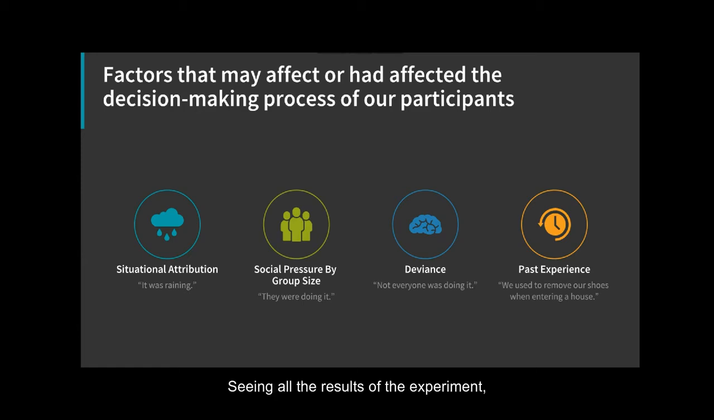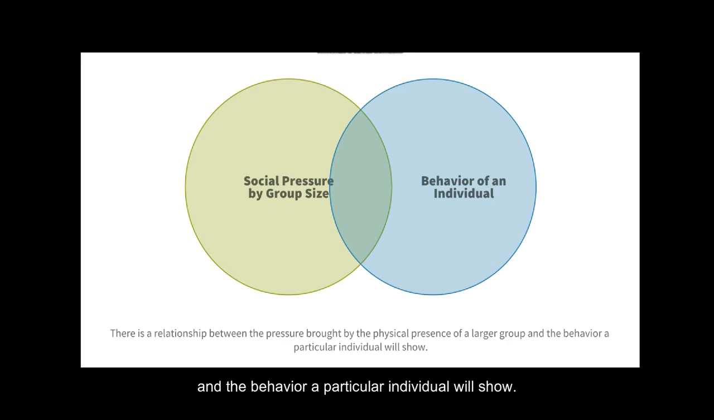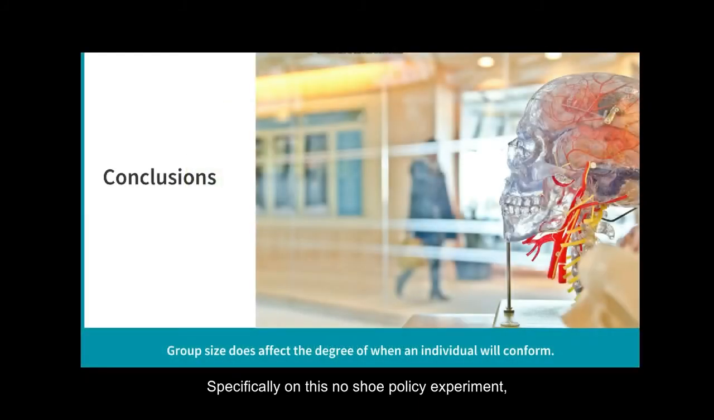Seeing all the results of the experiment, we have concluded that there is a relationship between the pressure brought by the physical presence of a larger group and the behavior a particular individual will show. Specifically on this no-shoe policy experiment, group size does affect the degree to which an individual will conform.